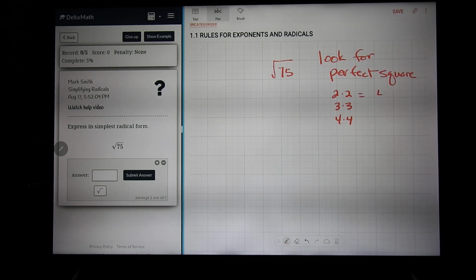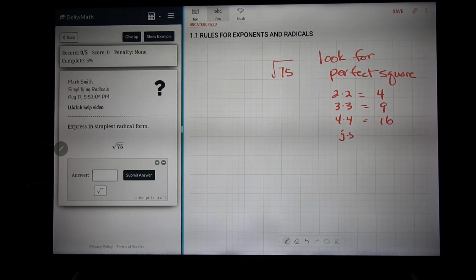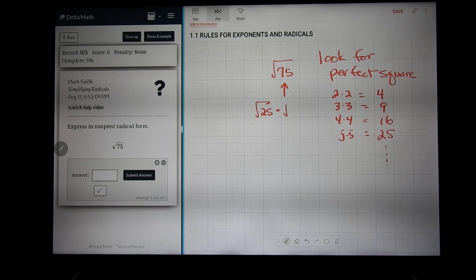Okay, so they're 4, 9, 16, 25, etc. So now you're looking in here, and you're looking to see if any of these perfect squares are a factor in here, and I think 25 is. So we could write this as 25 times the square root of 3.